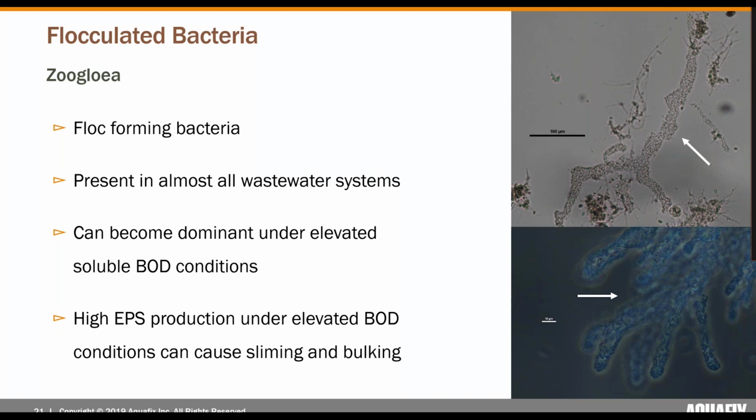And under high levels of soluble BOD, Zoogloea and their floc can actually produce extremely high levels of EPS. And like I said earlier, we don't want EPS to be too low or too high. So with this extremely high production of EPS caused by Zoogloea, we can see conditions start to arise, such as sliming and bulking from that production. And these images here on the right show the finger-like appearance and structure of Zoogloeal floc.